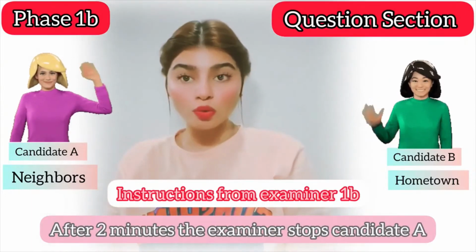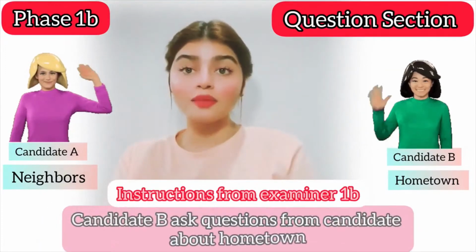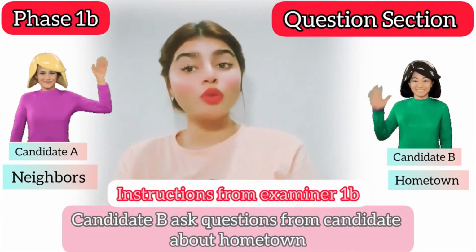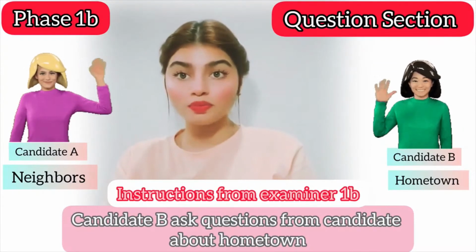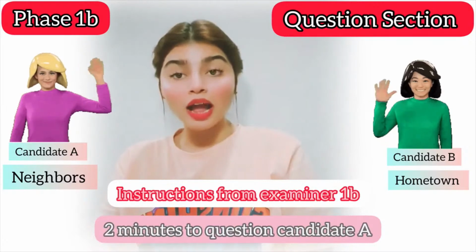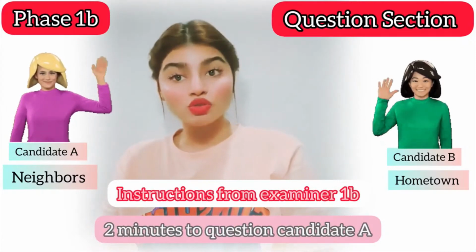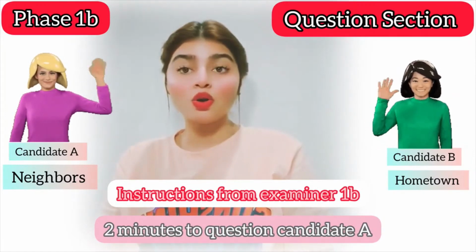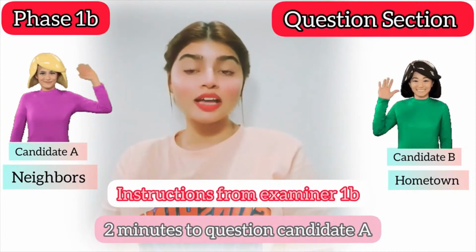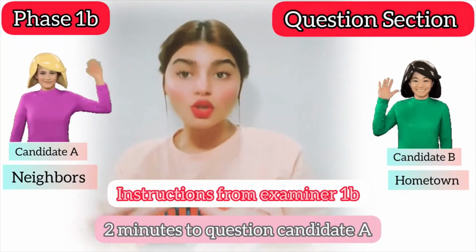After 2 minutes are over, the examiner will stop candidate A and ask candidate B to ask questions from candidate A about hometown. And the examiner will allow 2 minutes to candidate B as well to question candidate A. And this is how phase 1B comes to an end.